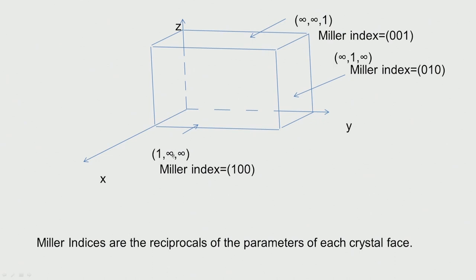Now, how do we calculate the Miller index for each of these? We take the reciprocal. So, 1 is 1, the reciprocal of infinity is 0. So, the Miller index for this plane is 1, 0, 0. Similarly, say this is infinity 1 infinity. So, the Miller index of this plane is 0, 1, 0, because the reciprocal of infinity is 0, the reciprocal of 1 is 1, the reciprocal of infinity is 0. So, we get 0, 1, 0. Look at this plane, infinity, infinity 1. So, the Miller index of this will be 0, 0, 1, okay? Because the Miller index, what do we do? We take the reciprocal of the parameters of each crystal face, understand?